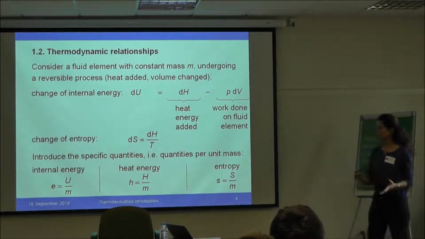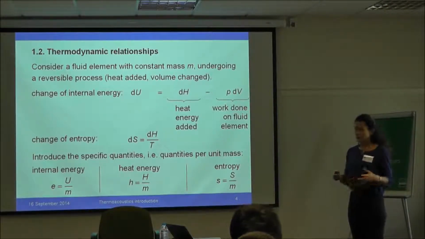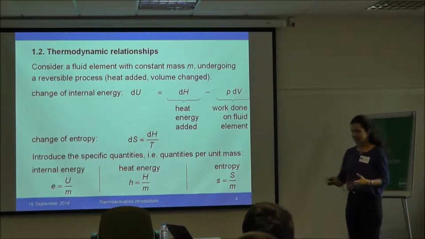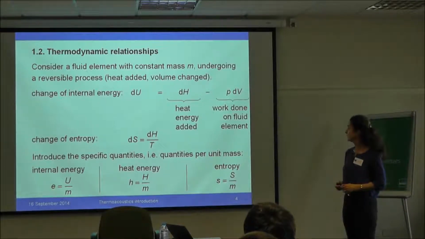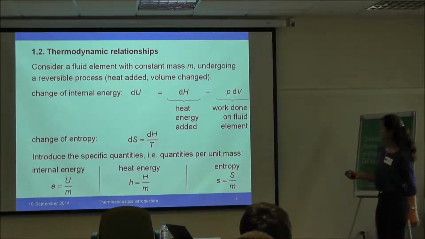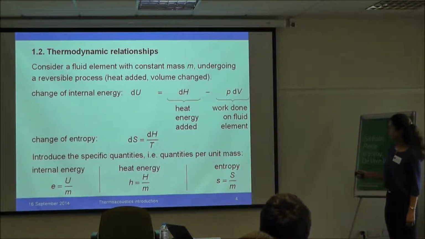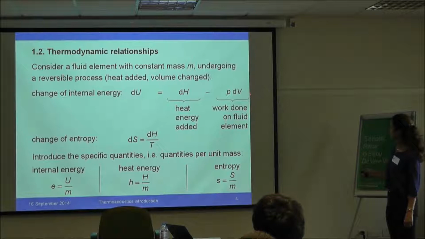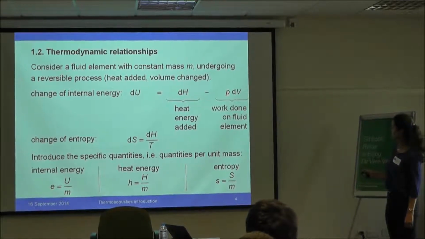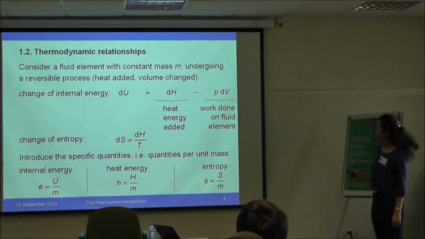a reversible process, like heat being added and the volume being changed. So if that fluid element undergoes these processes, its internal energy, which we call U, will change by an amount dU, and this dU is made up of two parts. The heat energy that's added, it's just the dH here, and then the work done on the fluid element, which you can express in terms of this term, pressure times volume change, PdV.